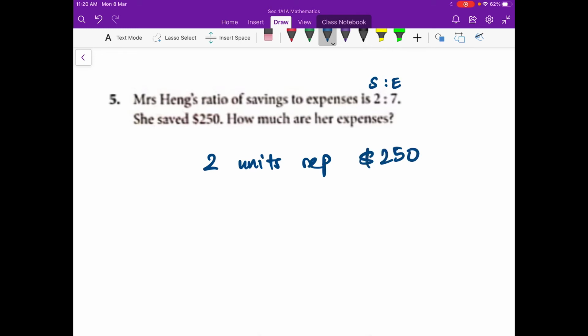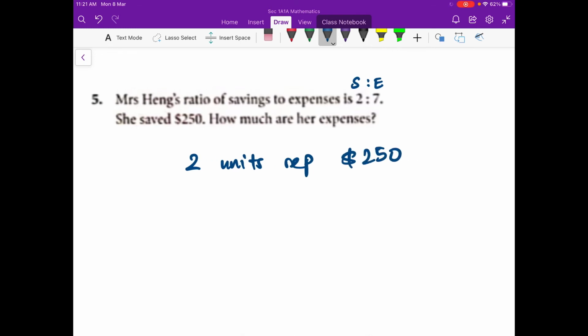$250. Did I use any arrows? No. Did I write any letter U only? No. Some things, spell it out. Instead of U, you write units. Okay, so instead of 2 units, what do I want? Expenses. How many units would that be?